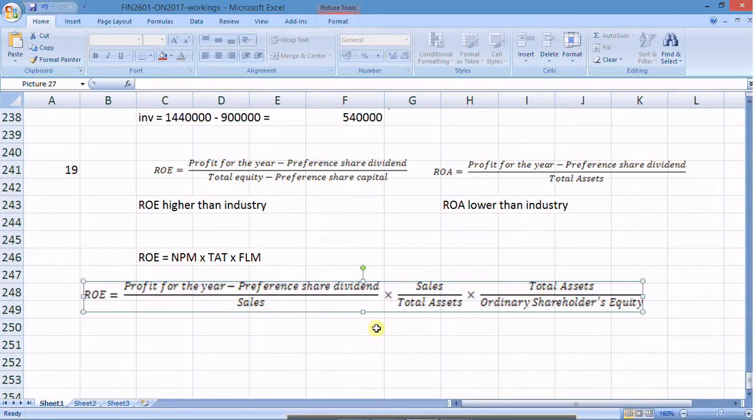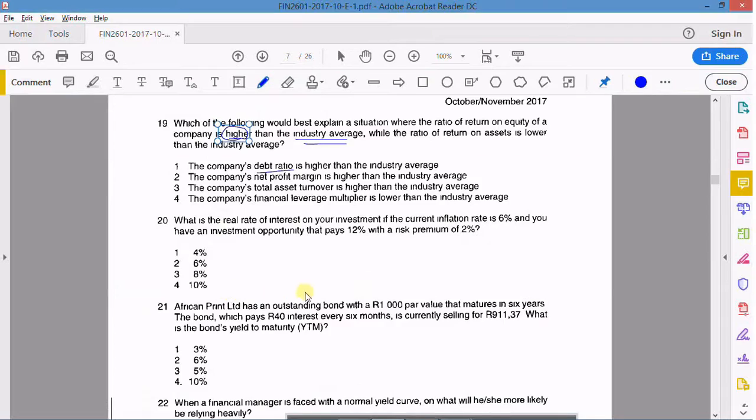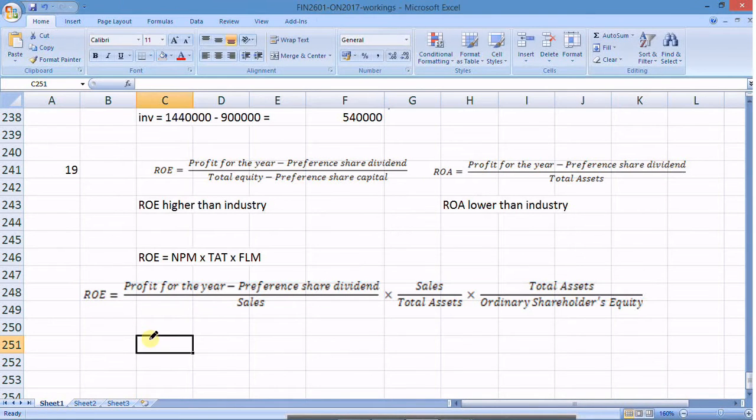Okay, so they tell me that the debt ratio is higher than the industry average. Okay, so the debt ratio is total liabilities divided by total assets, if I remember correctly. Let's check that.